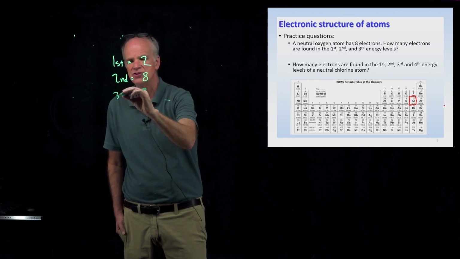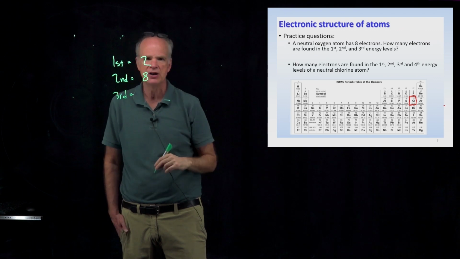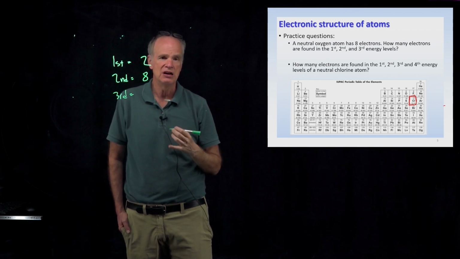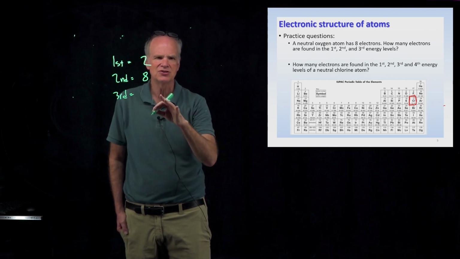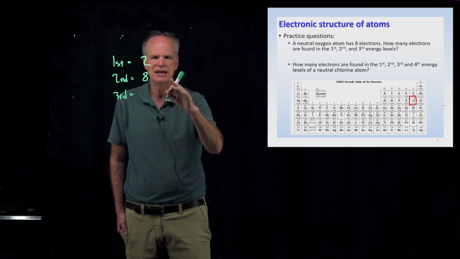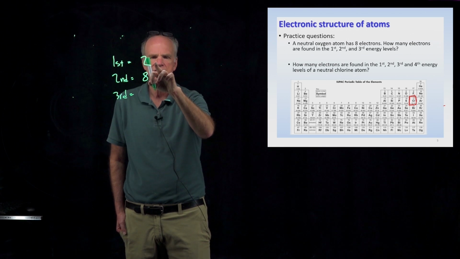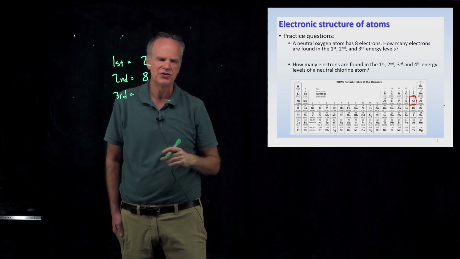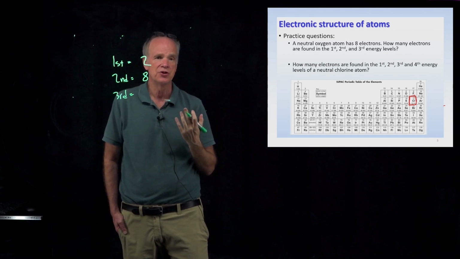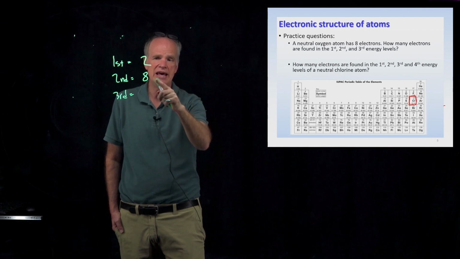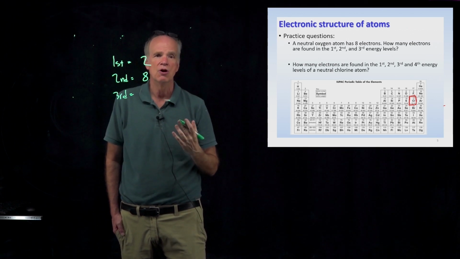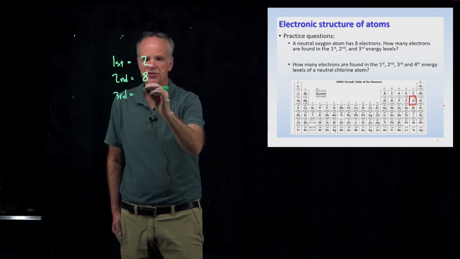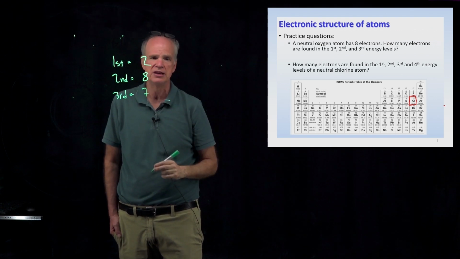Now the third energy level, how many electrons can be found there? Well, the third energy level can have up to 18 electrons. So let's figure out how many electrons we have left in chlorine after we put 2 in the first energy level and 8 in the second. Chlorine has a total of 17 electrons. 10 of them have gone into the first and second energy levels, so we have 7 left. And so 7 will go in the third energy level.